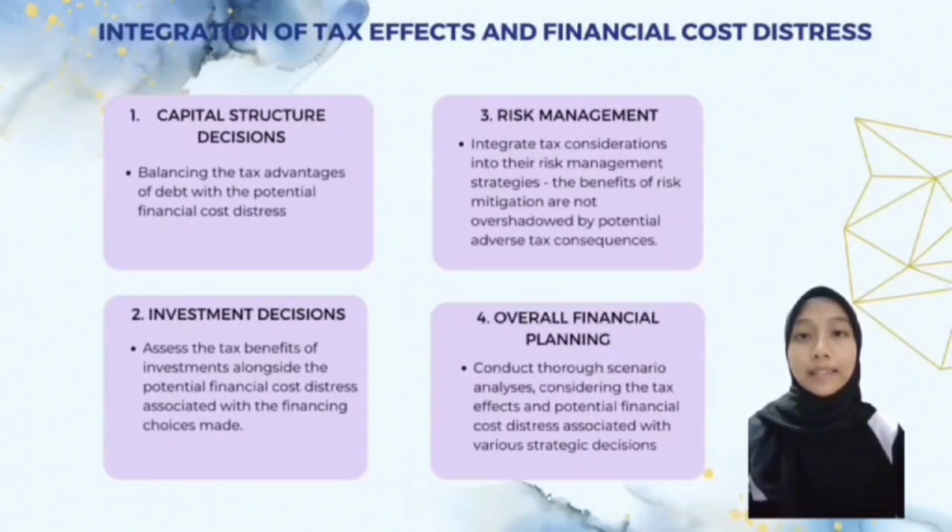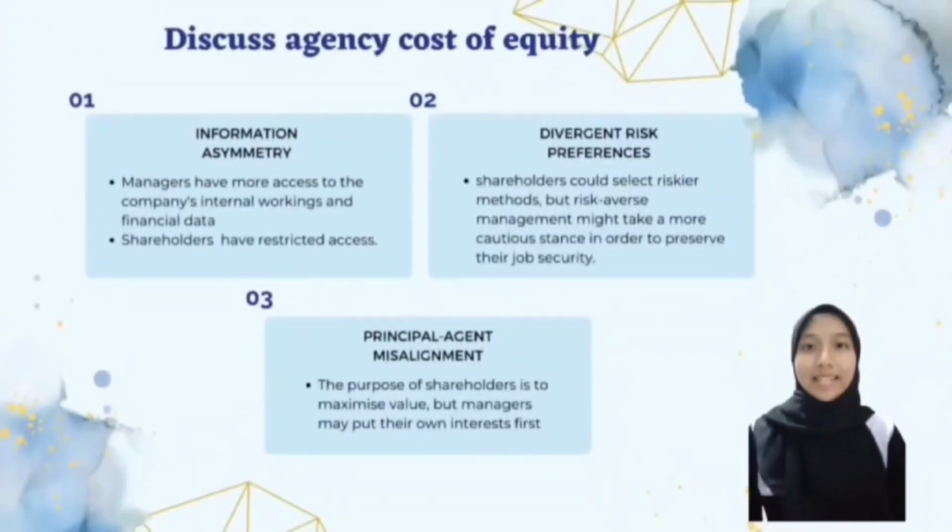Next, companies must integrate tax considerations into their risk management strategy, ensuring that the benefits of risk mitigation are not overshadowed by potential adverse tax consequences or increased financial distress. Lastly, companies need to conduct thorough scenario analysis, considering the tax effects and potential financial distress costs associated with various strategic decisions. This helps in crafting a robust financial plan that aligns with the company's overall objectives. Next, I will continue with agency cost of equity.